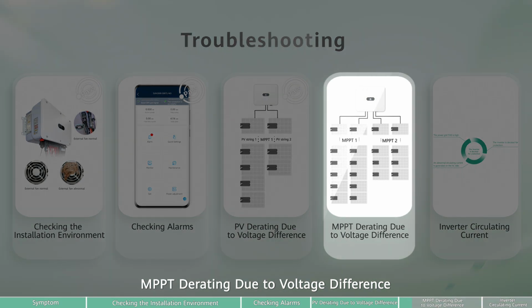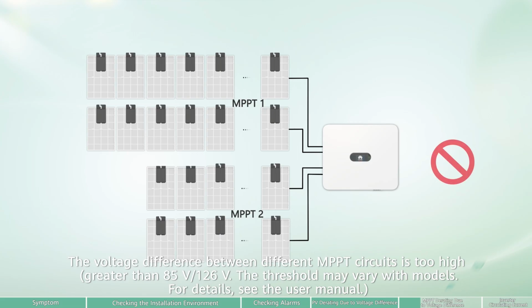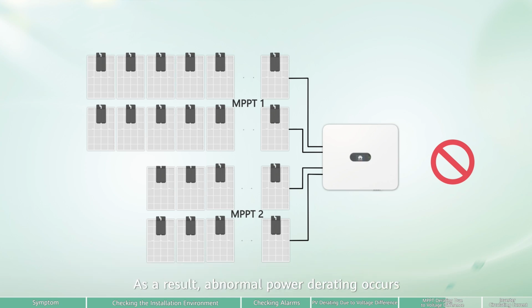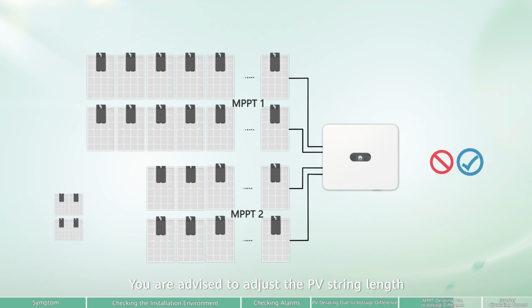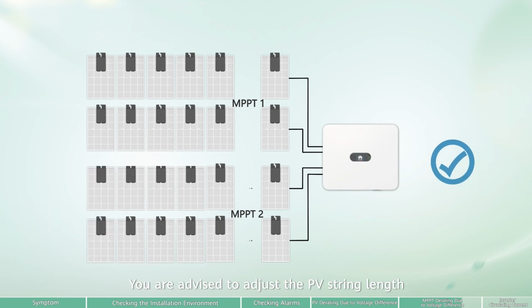MPPT derating due to voltage difference. The voltage difference between different MPPT circuits is too high. As a result, abnormal power derating occurs. You are advised to adjust the PV string length. Ensure that the length of each PV string is the same.